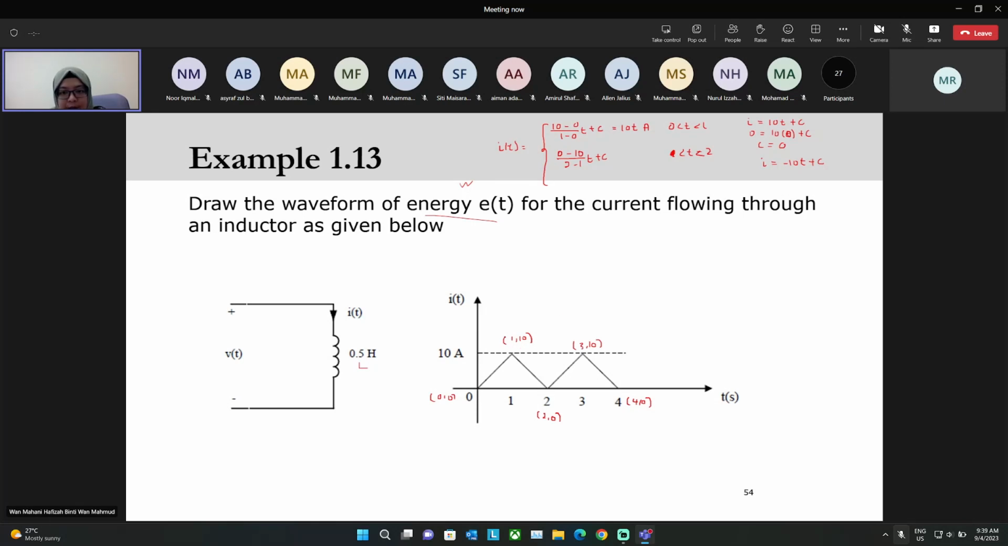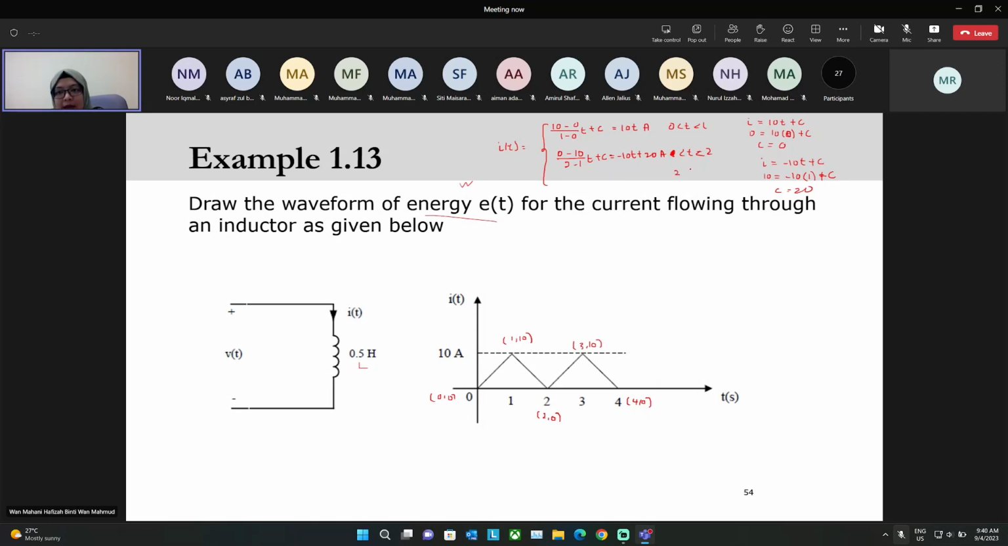Katakan saya guna the first coordinate. So, I dia adalah 10 pada masa T1, tambah C. So, C di sini adalah 10 tambah 10, 20. So equations dia adalah negatif 10T tambah 20 ampere. Okay. Itu equations untuk yang kedua.